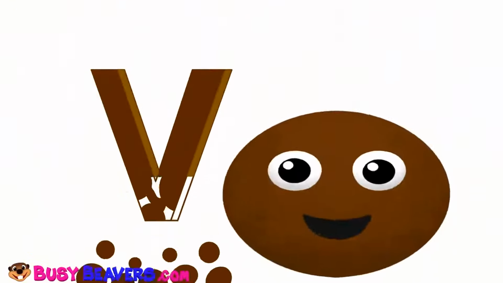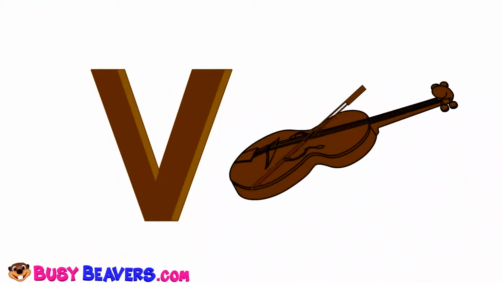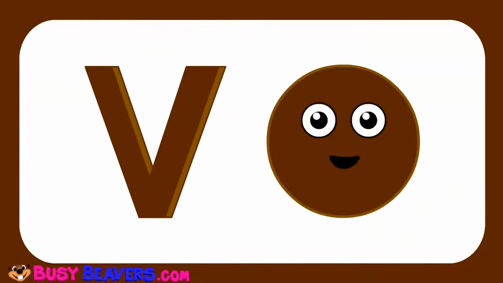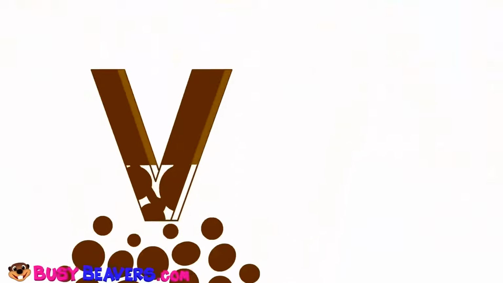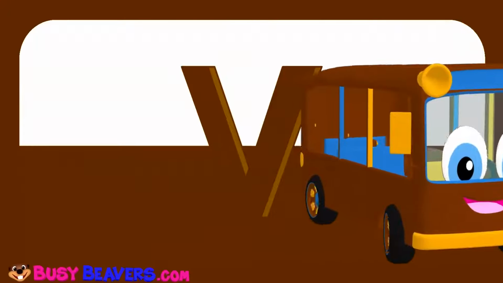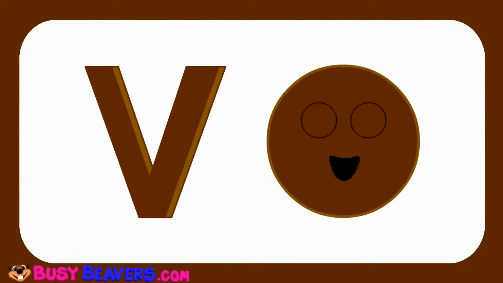This V is brown like a violin. This V is brown. This V is brown like a violin.